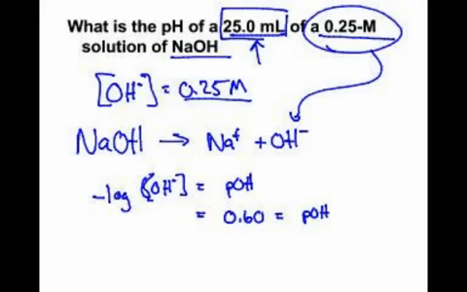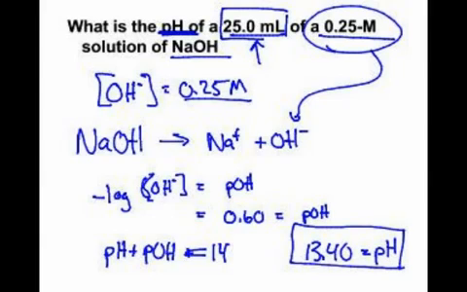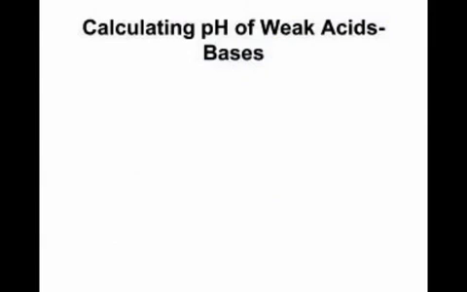Now, how can I find the pH? The question says, what's the pH? 14 minus that, because pH and pOH always add up to 14. Actually, at 25 degrees Celsius, that equals 14. So you just have to take 14 minus 0.6. That'd be 13.40, which equals the pH. And that is a basic solution, a greater pH than 7. So that makes sense. Answer makes sense.